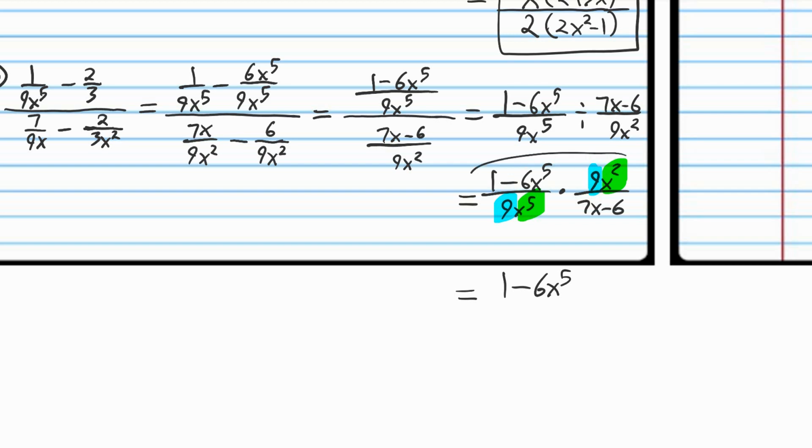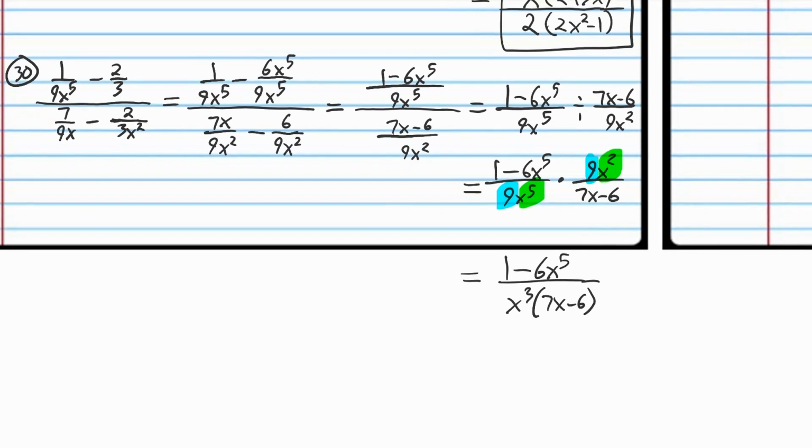So here we're going to have nothing left on the top, so I'm just going to do 1 minus 6x to the fifth times 1, which will just be 1 minus 6x to the fifth. And the bottom, again, the 9 disappears, and I'm just left with 3 x's, so x to the third times 7x minus 6. And in the textbook, you're probably going to see this expanded or distributed. So distribute. x cubed times 7x is 7x to the fourth. And x cubed times negative 6 is negative 6x cubed.